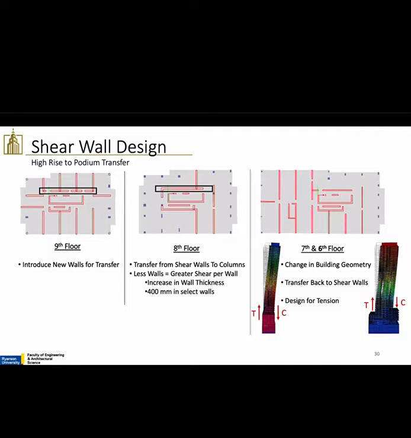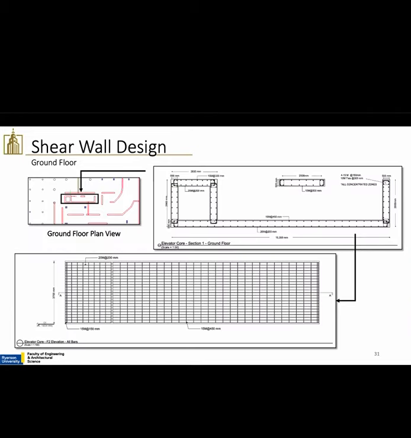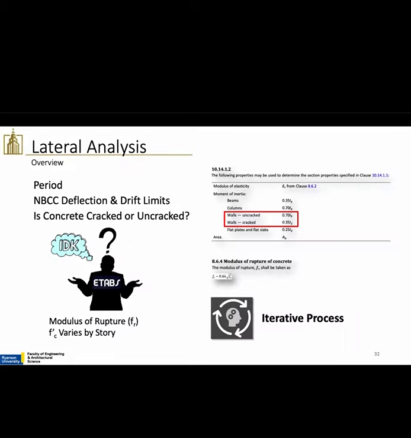And then at the 7th floor, there's a significant change in the building geometry, and it transfers from columns back to shear walls. So you can see from the deformed shape of the building that this creates tension in some walls, requiring heavy concentrated reinforcement shown in the design here. Here's a quick overview of the ground floor elevator core, showing the planned cross-section and elevation view. Minimum vertical reinforcements are adequate in this wall, but heavier horizontal shear reinforcements are necessary to resist the factored base shear.